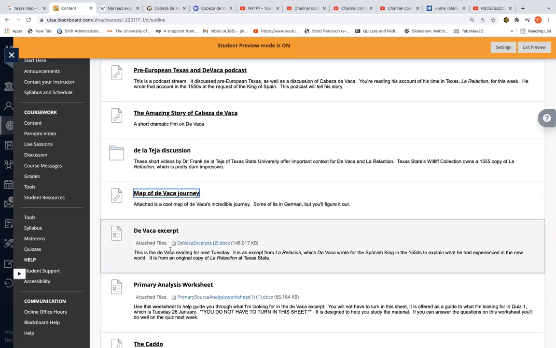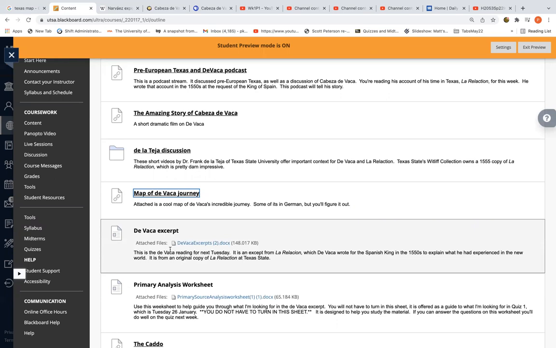de Vaca went back to Spain and he wrote an account of his time in Texas and in North America called La Relación. It was a report written for the very powerful King of Spain. And there's an original copy of that, I guess you would call it a book. It's from the 1550s, incredible. So you're reading something that's 400 years old. One of the original copies of his report is at Texas State, which just amazes me.